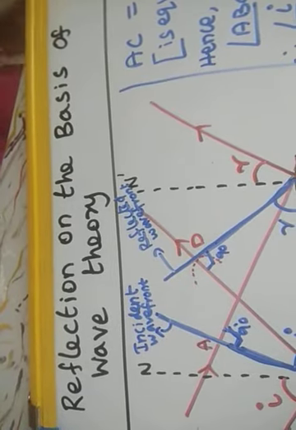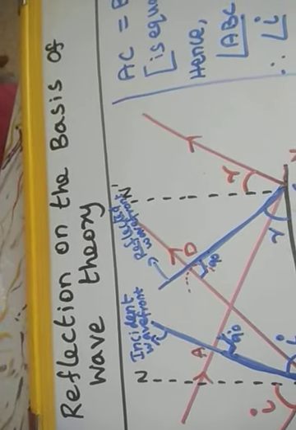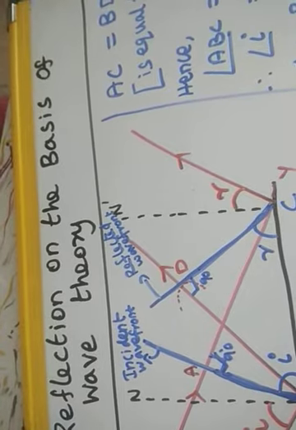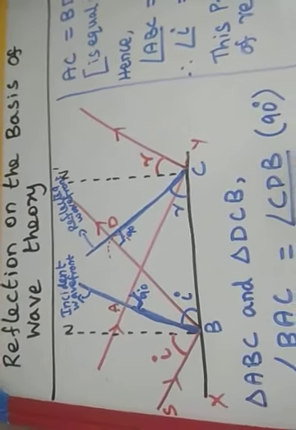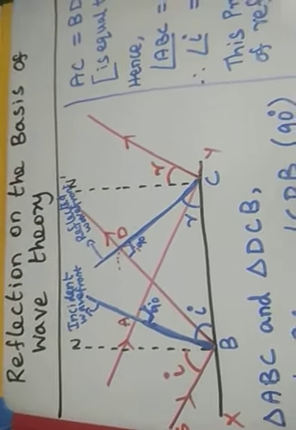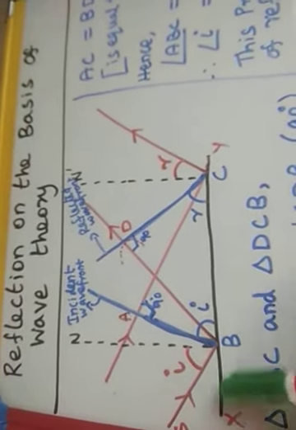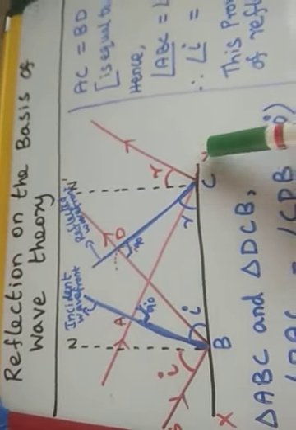Reflection on the basis of wave theory. So wave theory means Huygens wave principle. This is the diagram which shows the reflection of light on the reflecting surface X, Y.